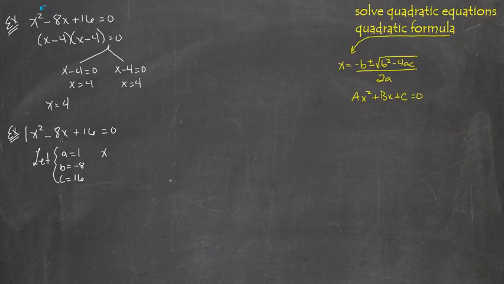Now I'm going to write, therefore, x equals the opposite of b, plus or minus the square root of b squared minus 4 times a, which is 1, times c, which is 16, over 2 times a, which is 1. So all I've done is plug everything into the formula, and now I want to chug away.